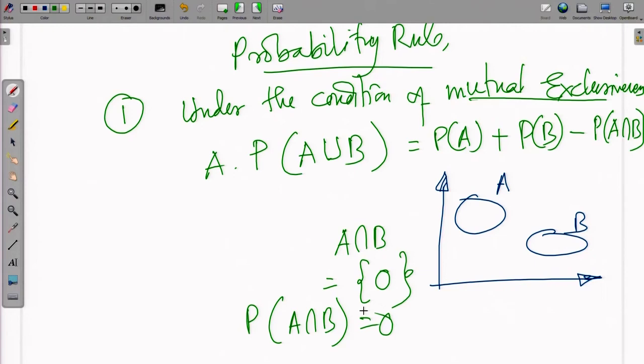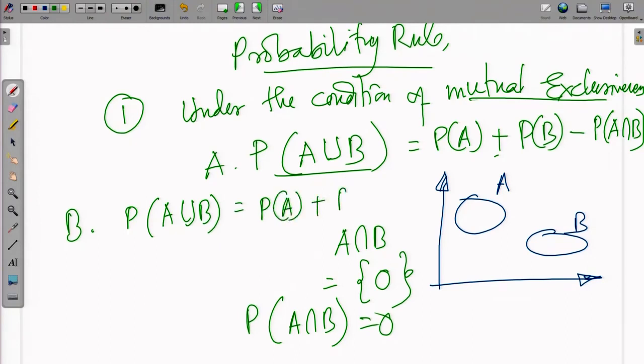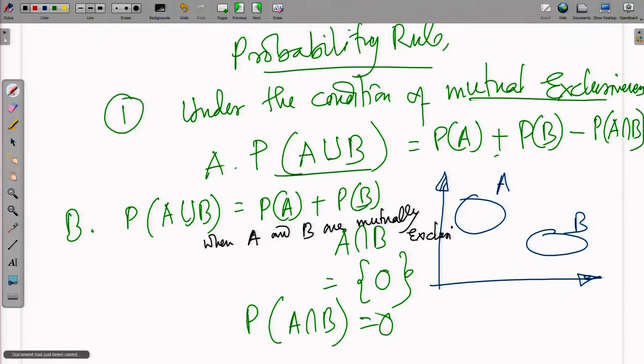So, then this formula A will actually turn into formula B: probability of A union B is going to be probability of A plus probability of B, okay. I can write this for when A and B are mutually exclusive.